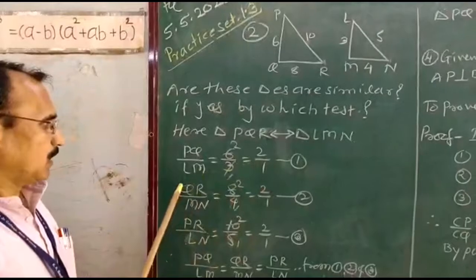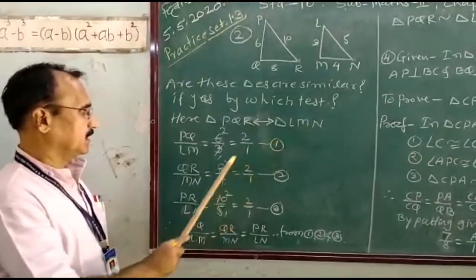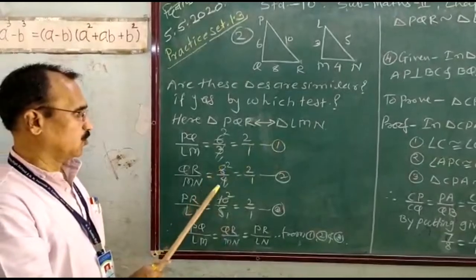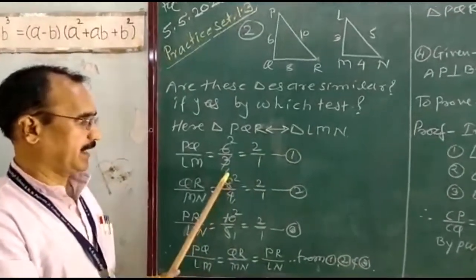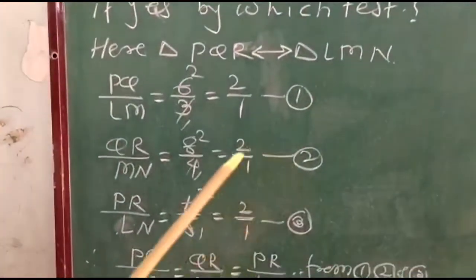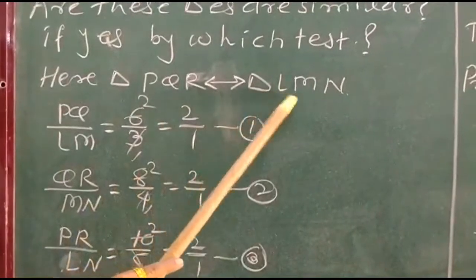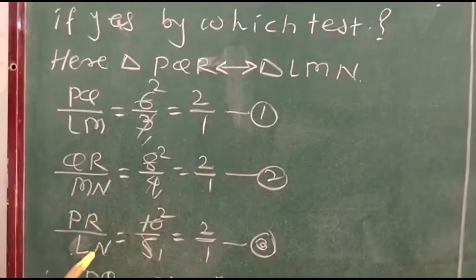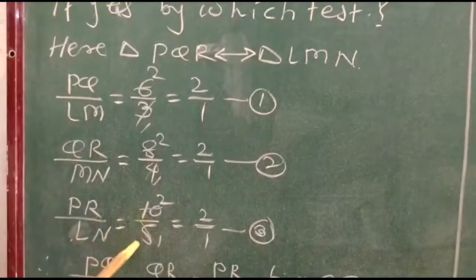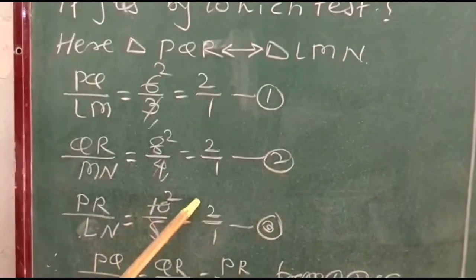Now QR upon MN. QR upon MN is equal to 8 upon 4. 4 1s are 4, 4 2s are 8, 2 upon 1 is the second equation. Now the third ratio, PR upon LN. PR upon LN is equal to 10 upon 5. 5 1s are 5, 5 2s are 10, is equal to 2 upon 1.